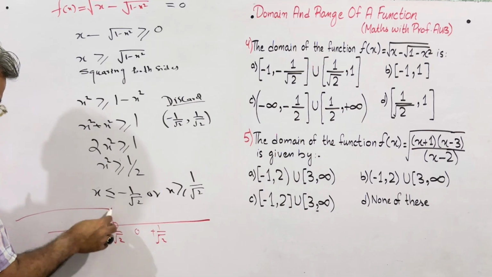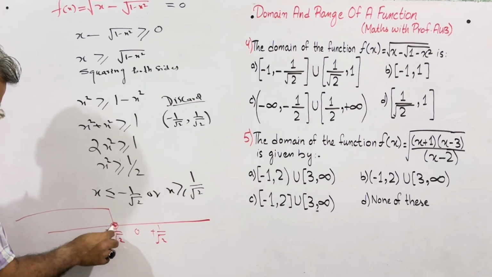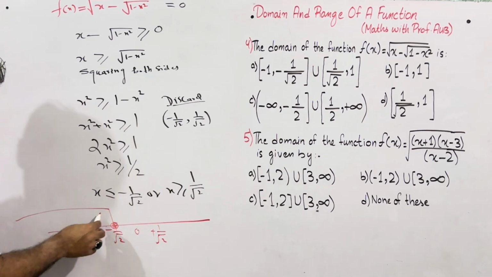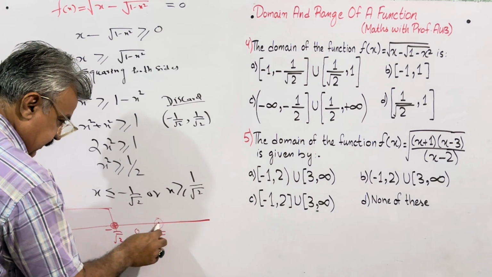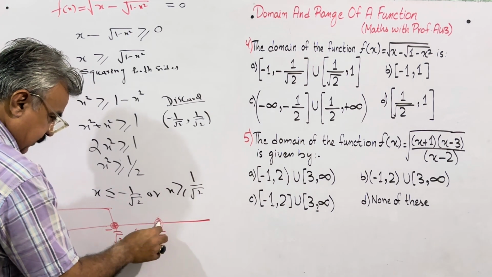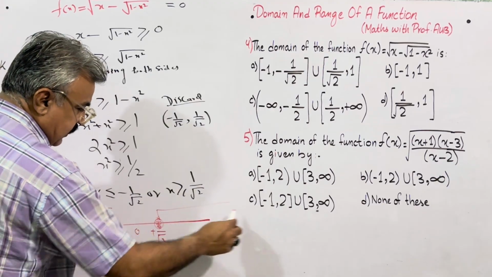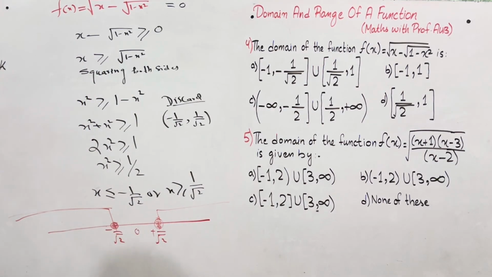This 1 over 2 is inclusive. It is inclusive because of less than or equal to. Okay, this might be our domain. What about this? This is also 1 over 2 inclusive, including this. If it is greater than, then we have to travel in the rightward direction.